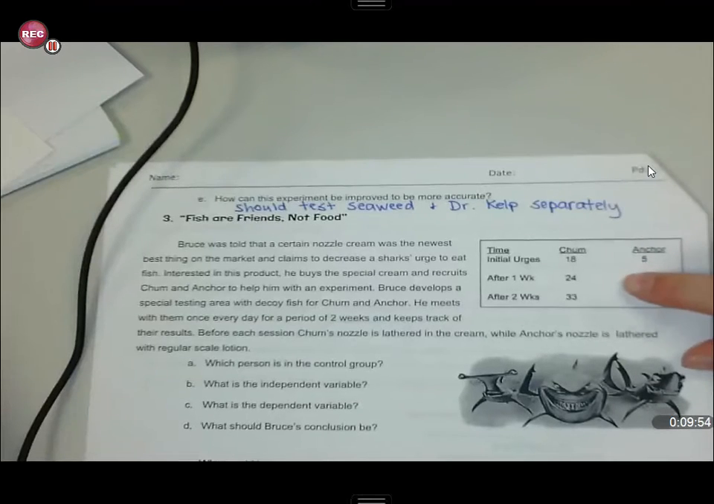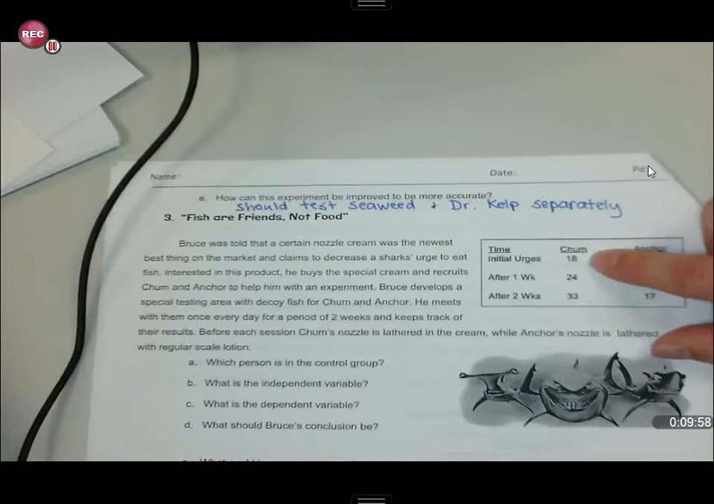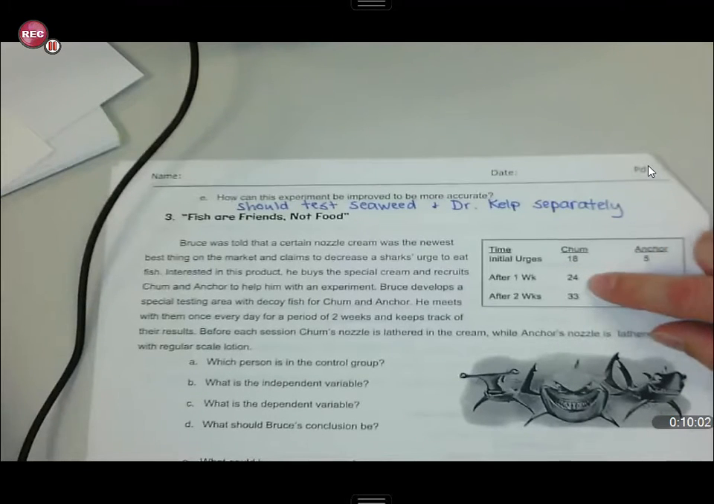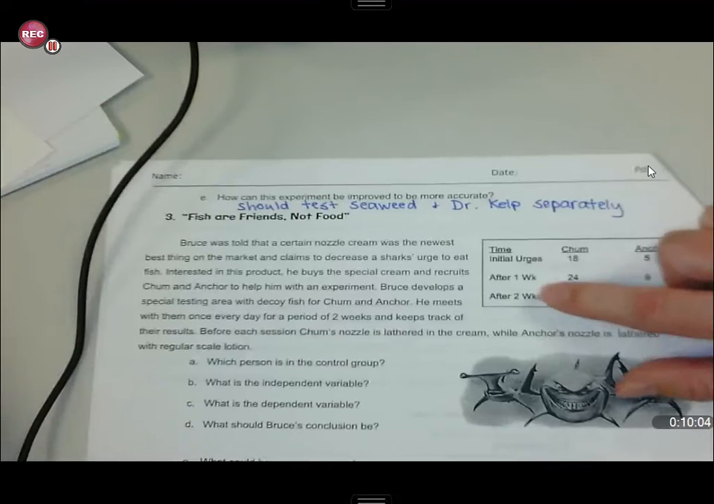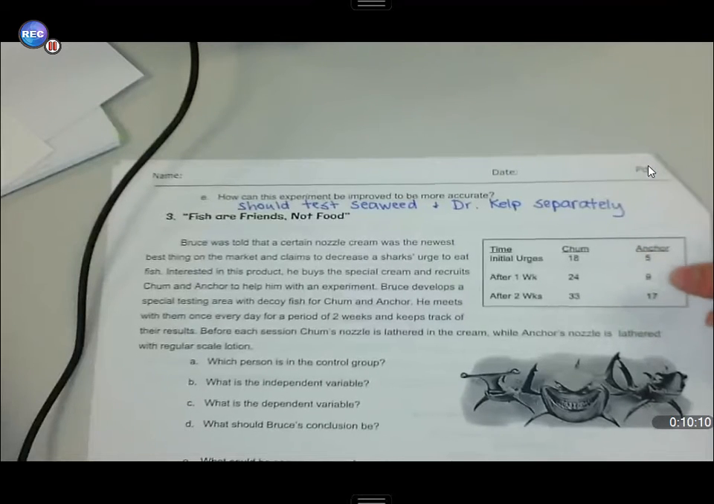Okay, now you have to look at this chart here. So here, the initial urges: Chum eats 18 fish, Anchor eats 5. After 1 week, Chum eats 24, Anchor eats 9. After 2 weeks, Chum eats 33, and Anchor eats 17 fish.